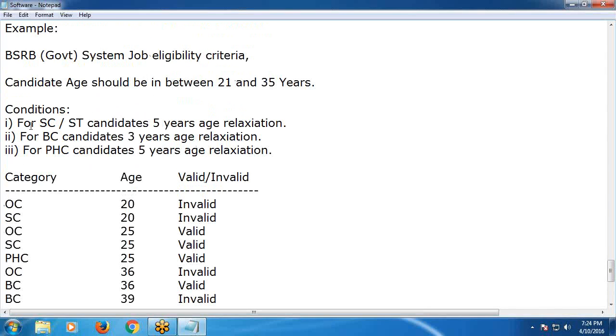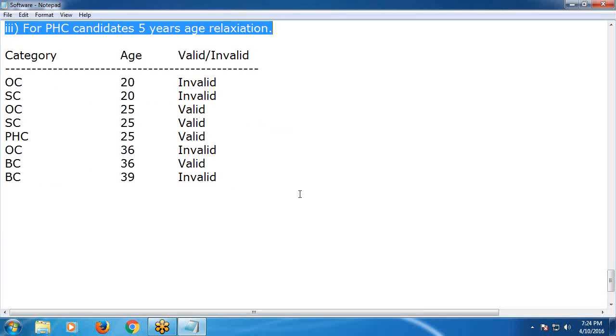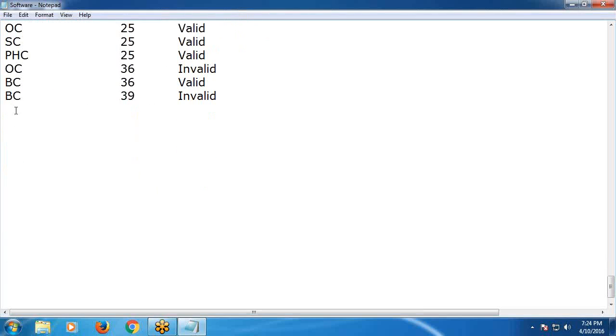Actually, it is not my own. It is in government BSRB applications in Andhra Pradesh and in India, other states also. Next, BC 39 invalid. Suppose ST, observe Sri Lakshmi, ST 39.